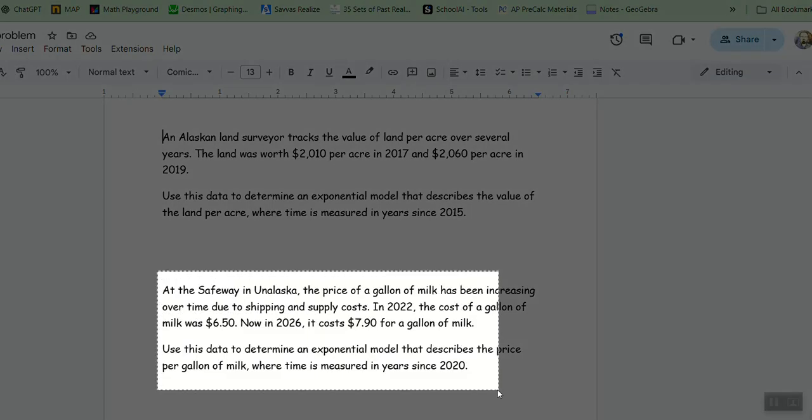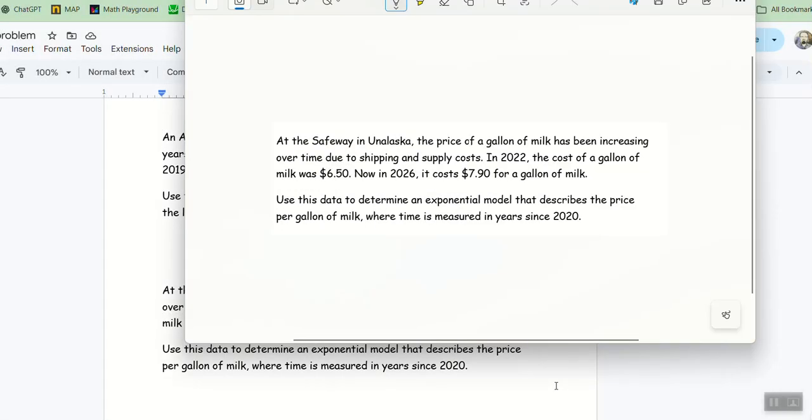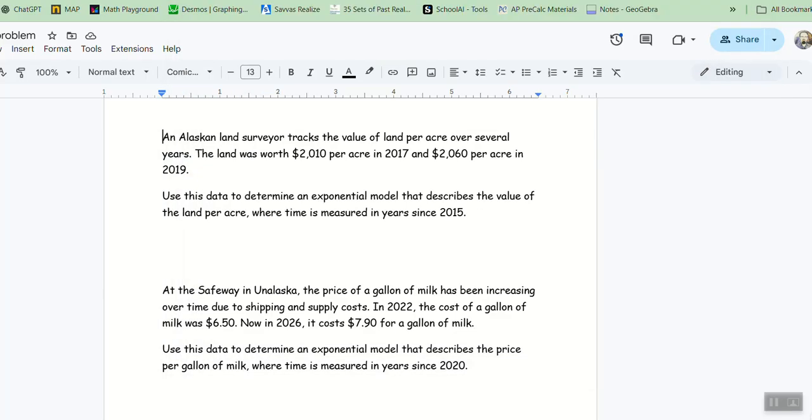So at Safeway in Alaska, I would definitely put this in your notes. The price of a gallon of milk has increased over time due to shipping and supplies costs. I'm moving this into smooth draw, guys.